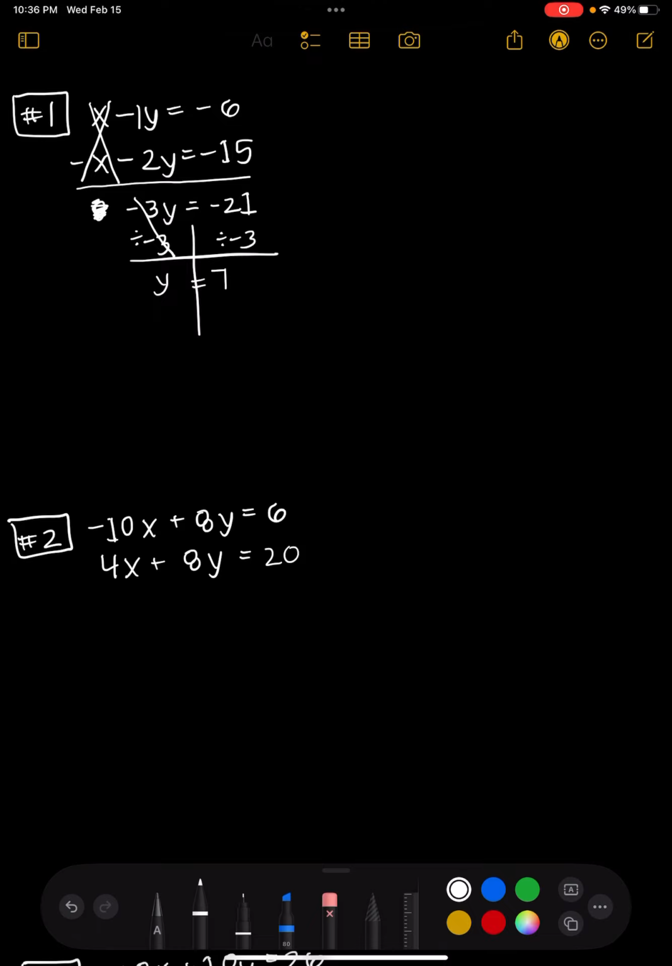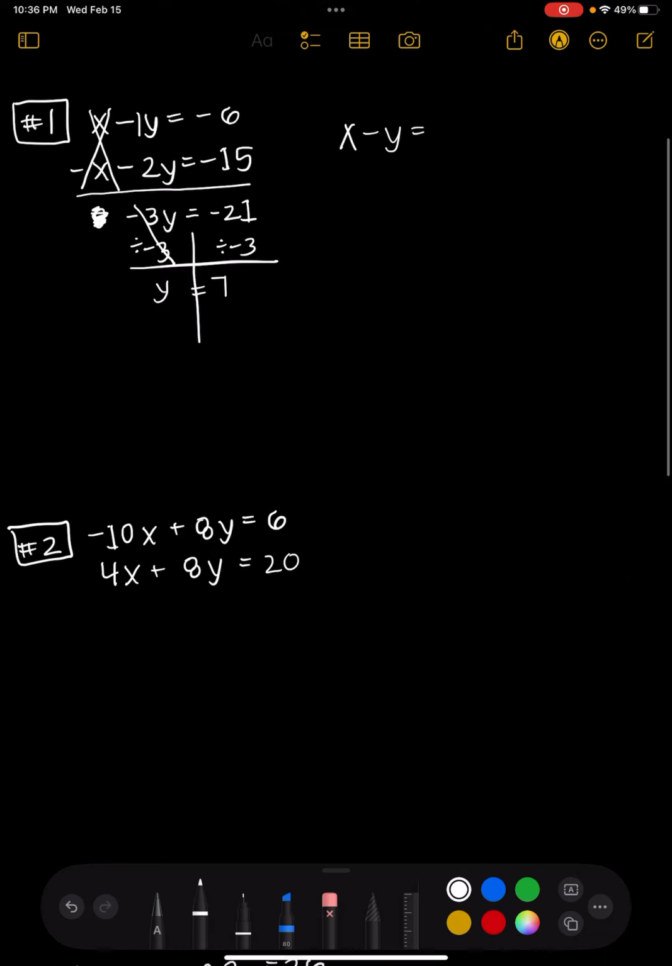I still have to have an x equals. So to get the x equals, what I'm going to do is just go back to one of my original equations, and it doesn't matter which one, so I'll just choose x minus y is equal to negative 6. And what I'm going to do is replace the y, or the thing that I know, with my answer. So I'm going to rewrite x minus, but instead of saying y, I'm going to say 7, because I know that y is equal to 7 now, equals negative 6.